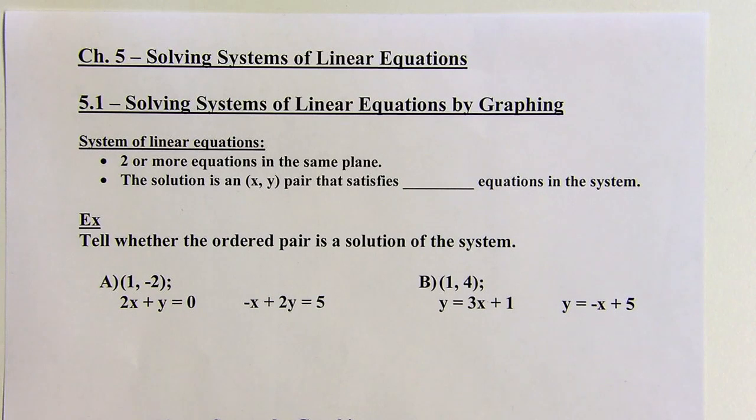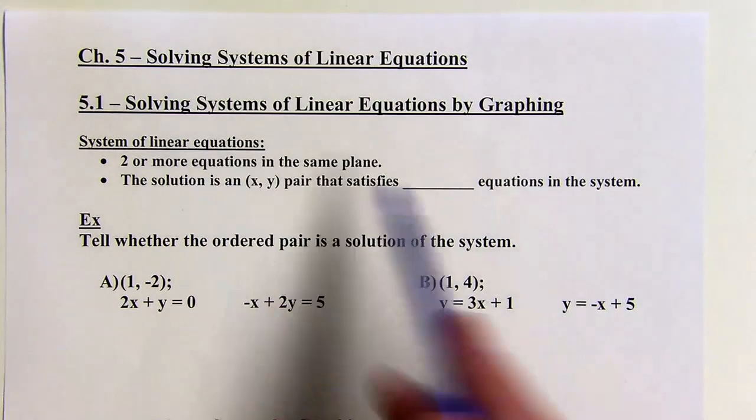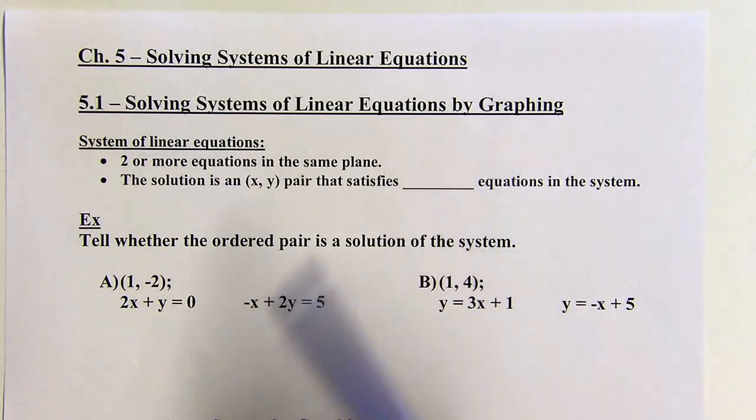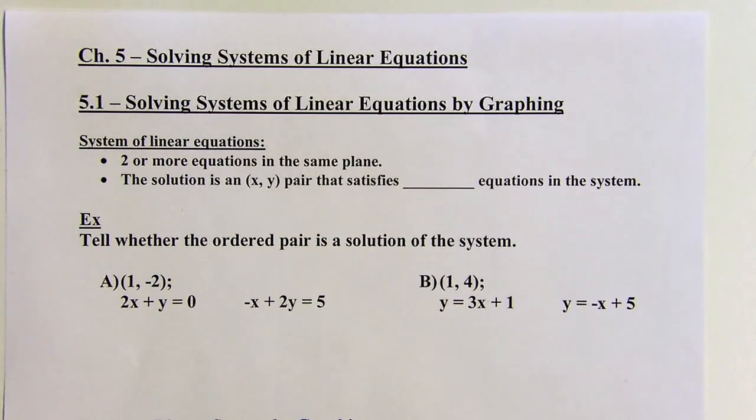Chapter 5 is solving systems of linear equations, and the first section is solving those equations by graphing. There's a number of different methods we can use, but this section is just about the graphing method.